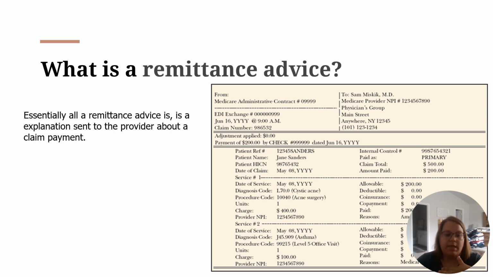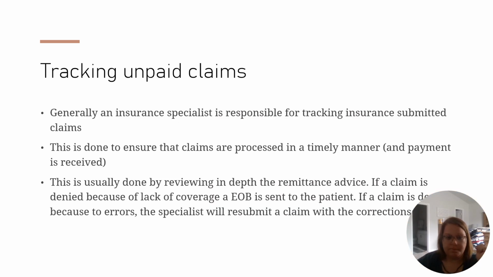And then touching base on what a remittance advice is again, that essentially is an explanation that's sent to the provider about the claim payment. So it's going to tell you if it was approved, if it was denied, and if it was approved, what the amount that it was approved for reimbursement is.